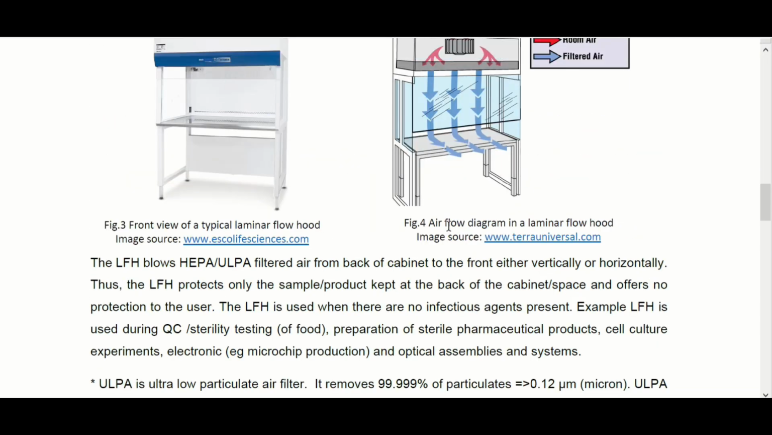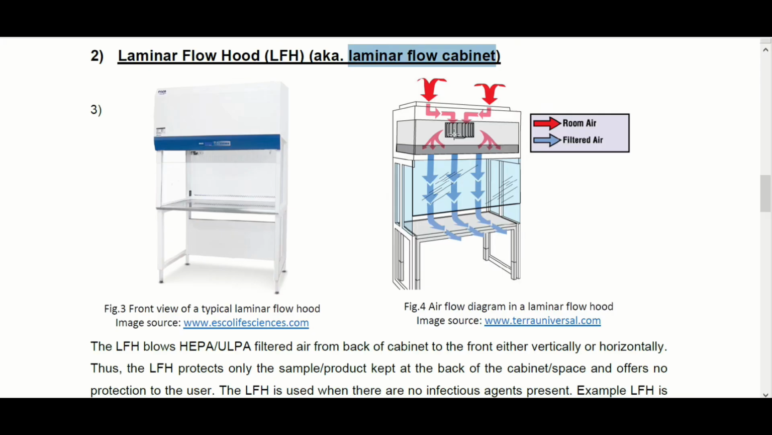But a laminar flow hood does have a HEPA filter on top. Sometimes it's a ULPA filter, which is even better than a HEPA filter, right? This is to ensure that the air that goes into the working area is clean. So in other words, in a laminar flow hood, the working area is clean, it's free of contamination. Therefore, the sample is protected.